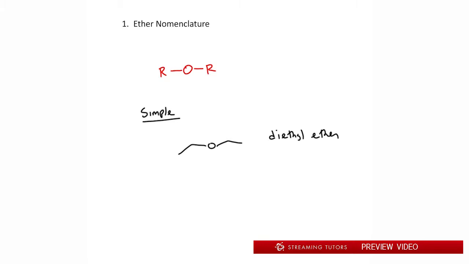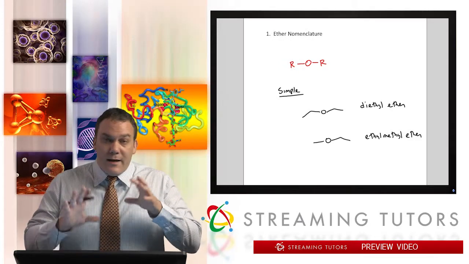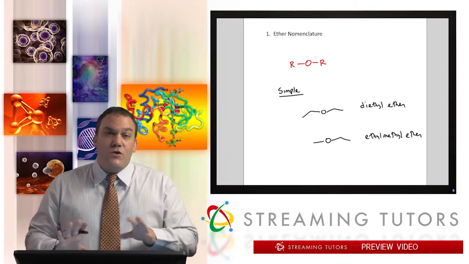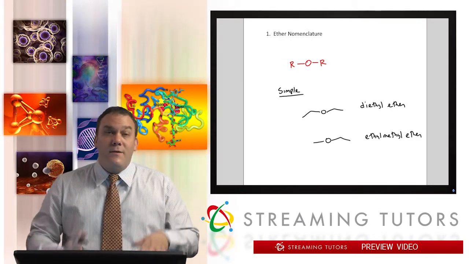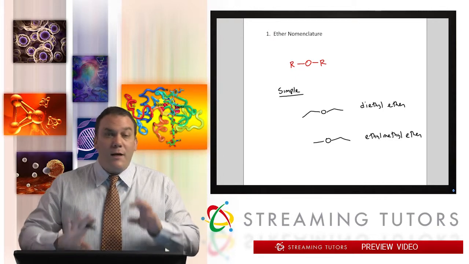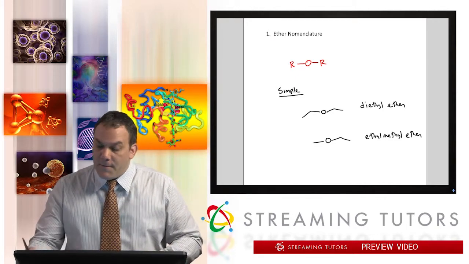Now, even if I had a methyl and an ethyl side, it's still simple enough that we can name this. So what we would say is that we have an ethyl and a methyl side. So we have an ethyl methyl ether. So a simple ether is when you can easily name the sides and there's nothing tricky about it. It's not hard to figure out. There's no complex branching. That's when you go with this nomenclature.